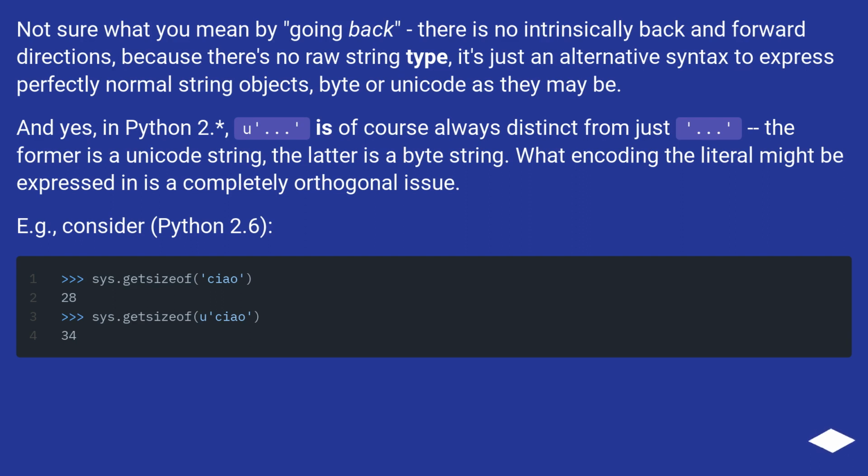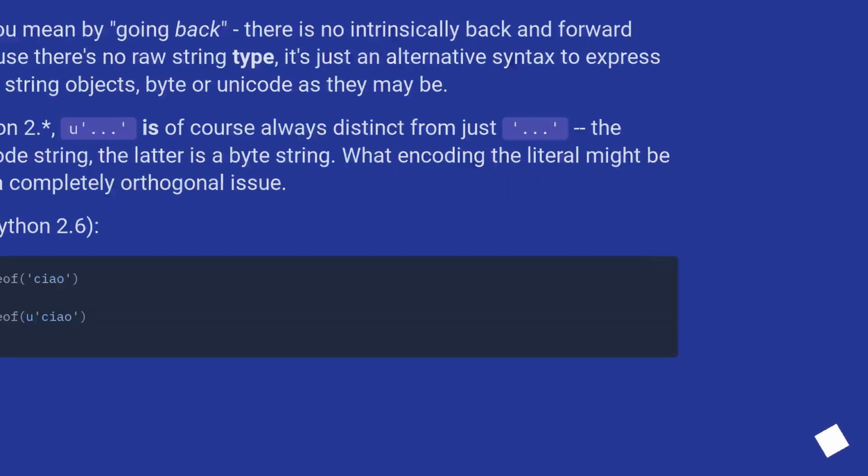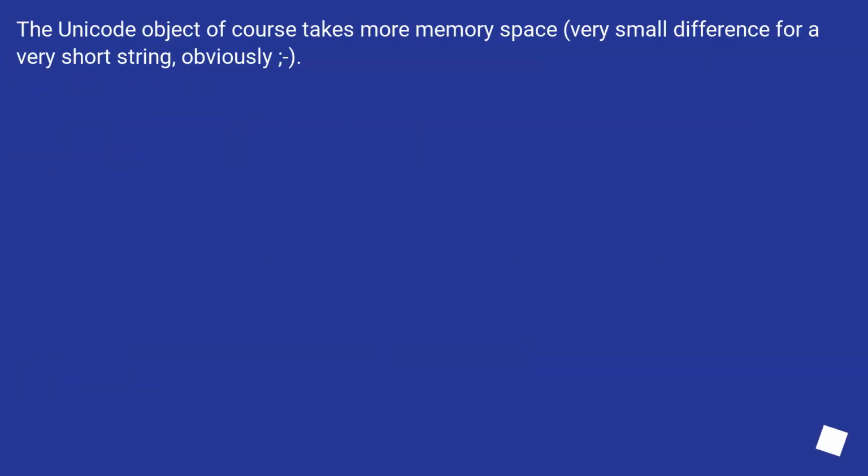For example, consider Python 2.6. The Unicode object of course takes more memory space, a very small difference for a very short string, obviously.